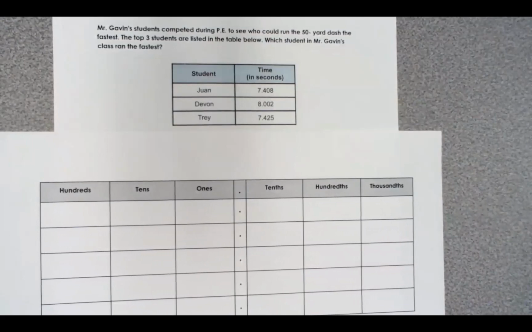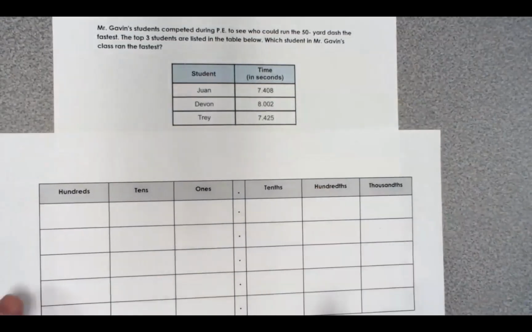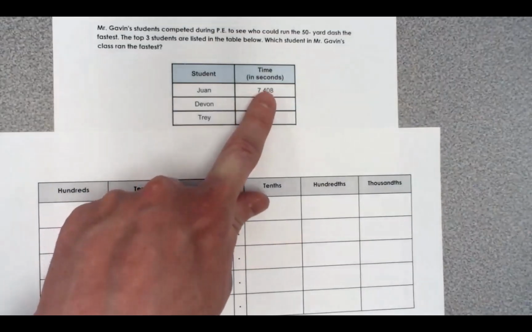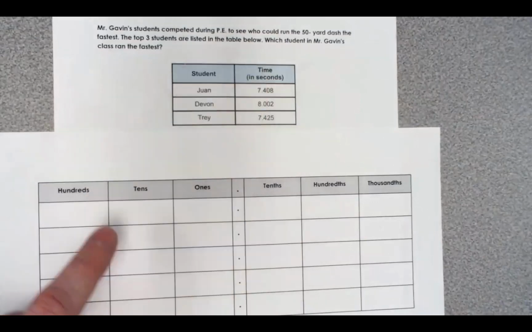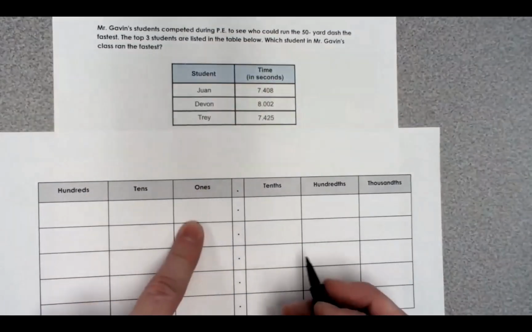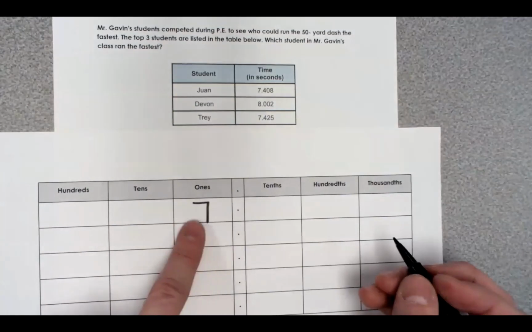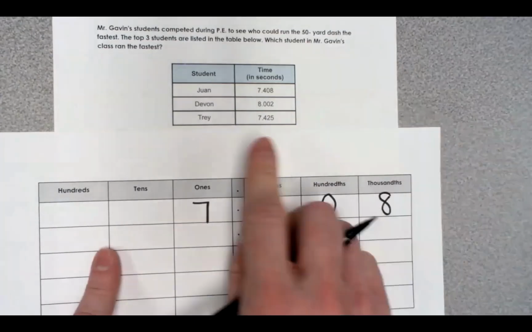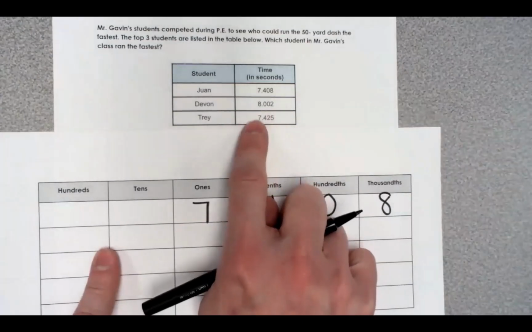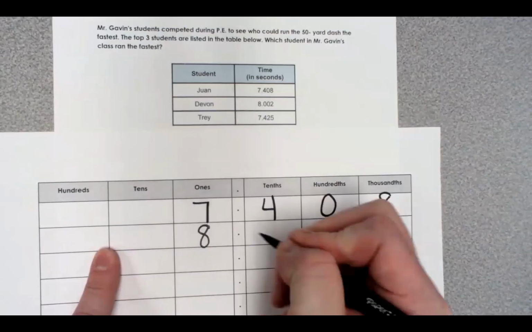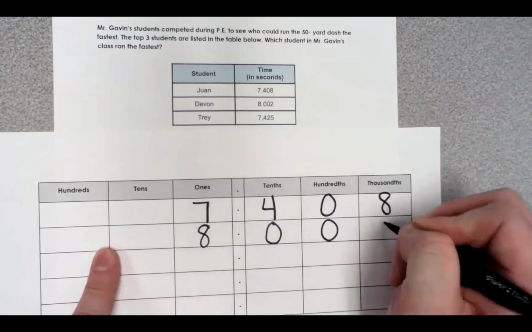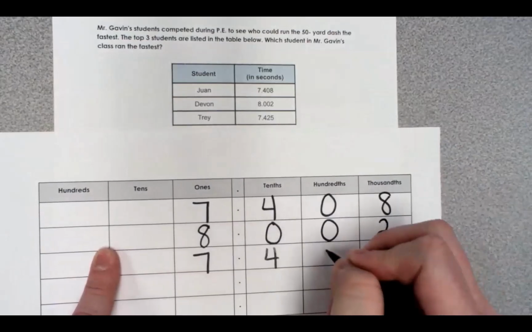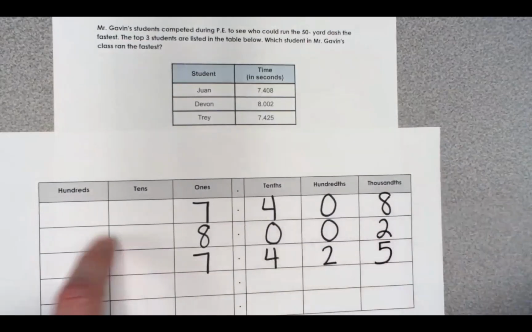So first, I'm going to place Juan's time in. I see that there's a 7 in the ones place, then a decimal, and then 4 in the tenths, a 0 in the hundredths, and an 8 in the thousandths. So I'm going to look at my place value chart. Here's my ones. I'm going to place the 7 ones, 4 tenths, 0 hundredths, and 8 thousandths. I'm going to do the same thing for Devin and for Trey. Devin had 8 ones, 0 tenths, 0 hundredths, and 2 thousandths. And Trey had 7 ones, 4 tenths, 2 hundredths, and 5 thousandths.